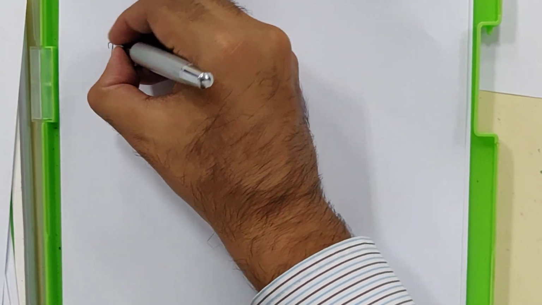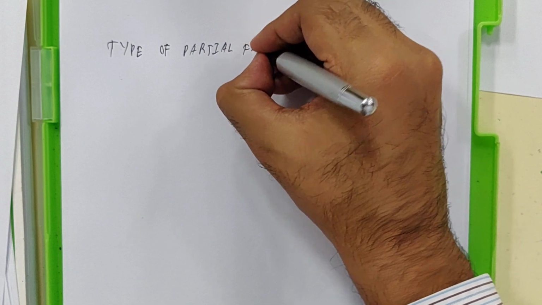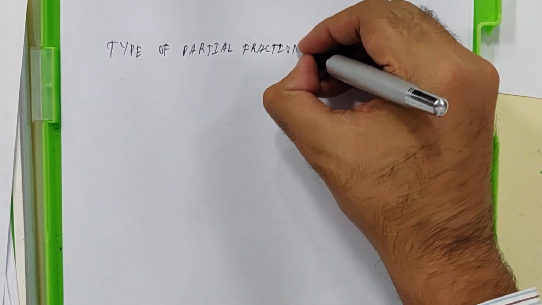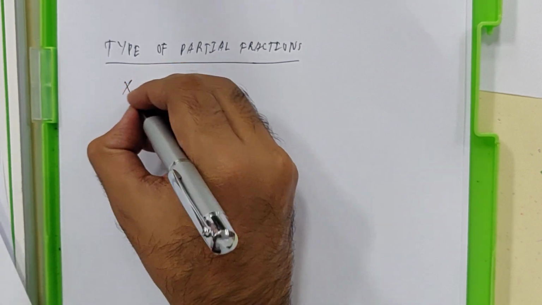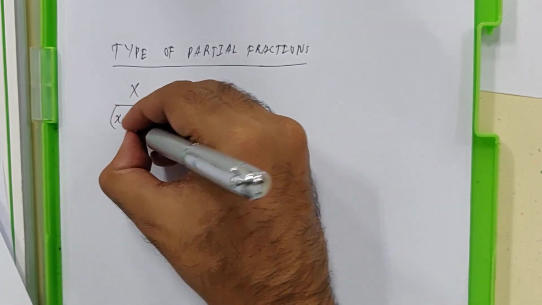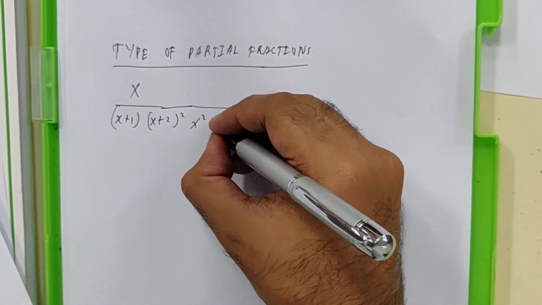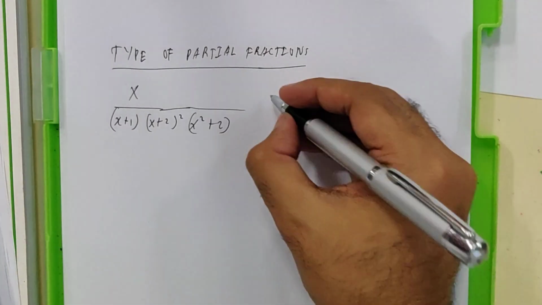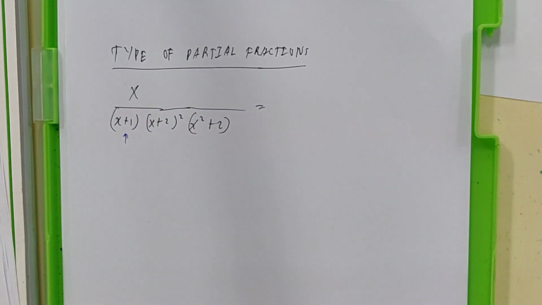Okay, the types of partial fractions. There are mainly three main types. It's like recognizing the type of Pokemon you have. So let's say it's x over (x plus 1)(x plus 2) squared (x squared plus 2). The first one here, x plus 1. Okay, before we begin, why is this a partial fraction? We have three denominators, three types of denominator.